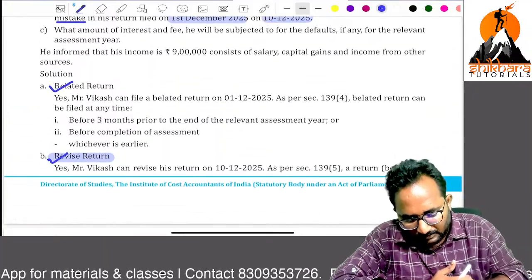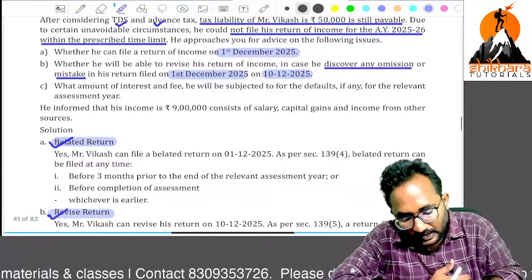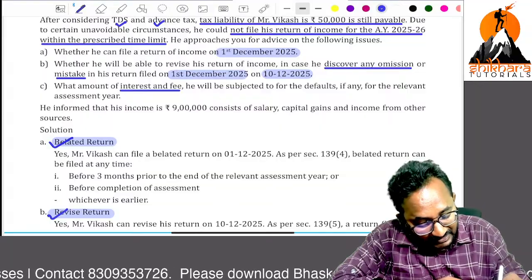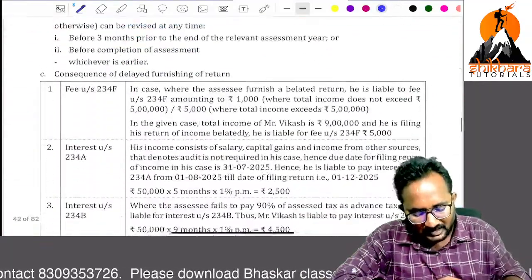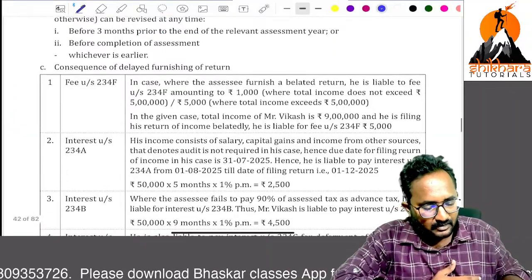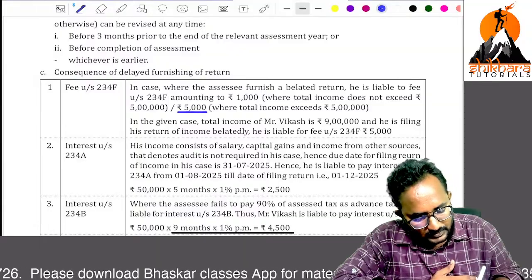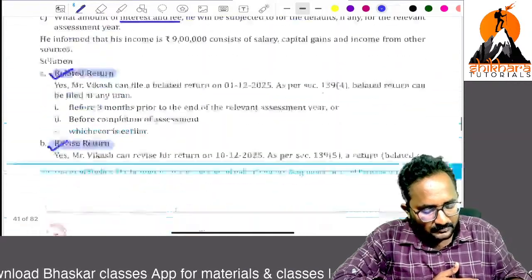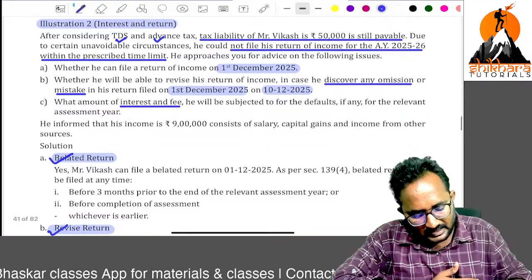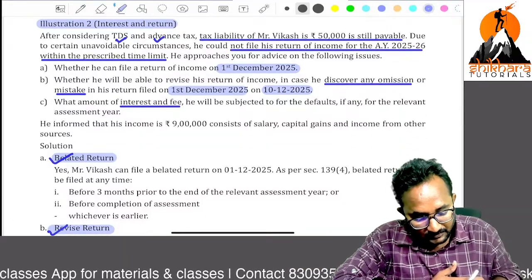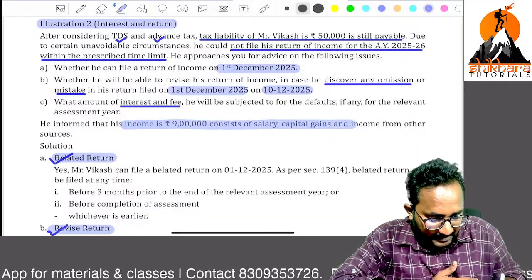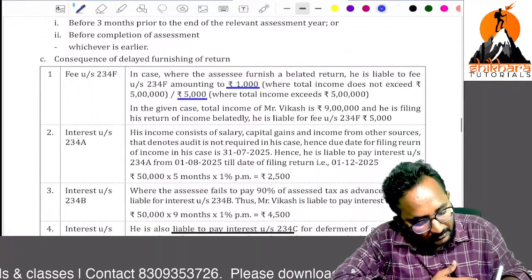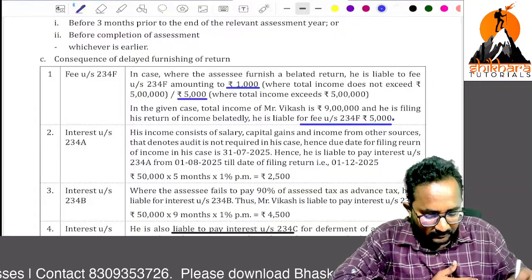So they are asking one more question: what is the amount of interest you are required to pay, and what is the amount of fees? Can you tell me the fees amount? Generally it is 5,000, but if your total income does not exceed 5 lakh, the fee is lower. Here they have not given the total income directly. Income consists of 9 lakh salary, capital gain and income from other sources, so that is more than 5 lakh. So what fees are you required to pay? 5,000.